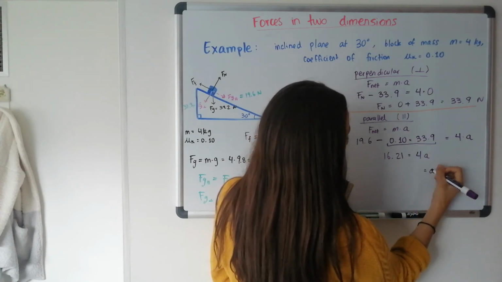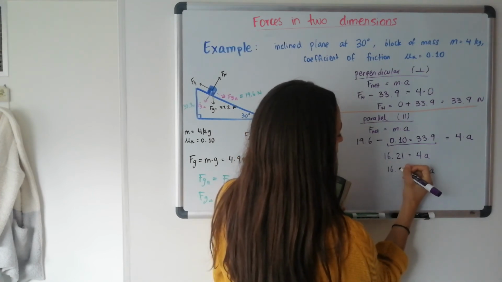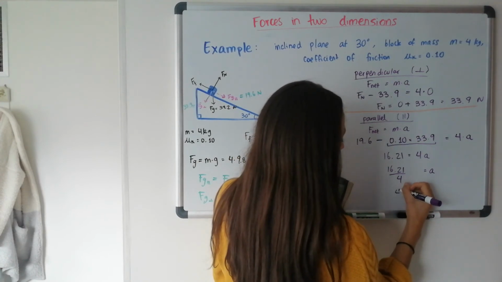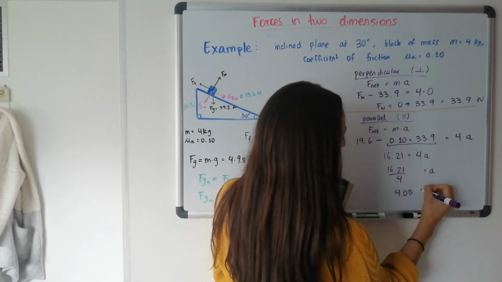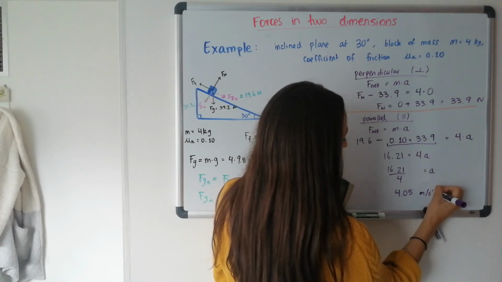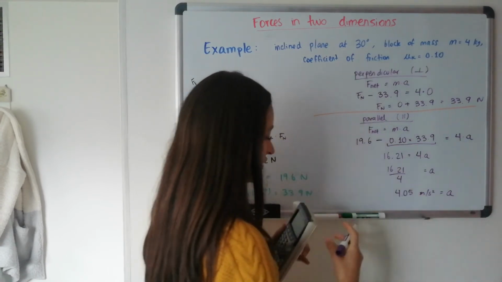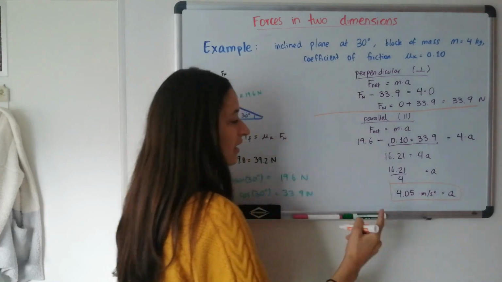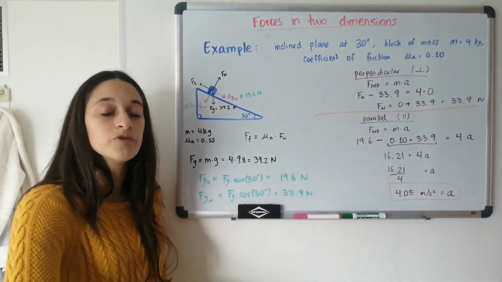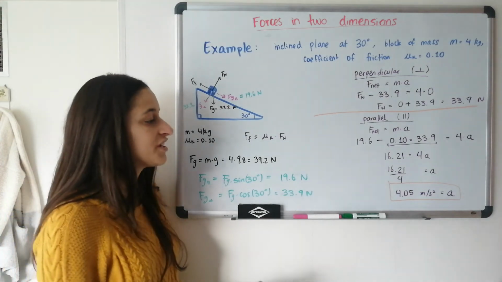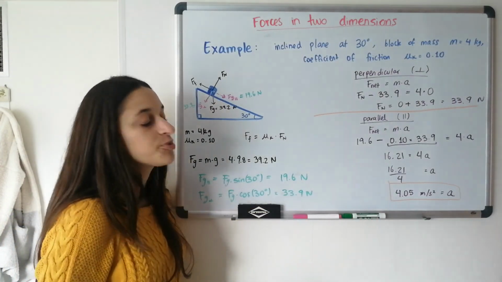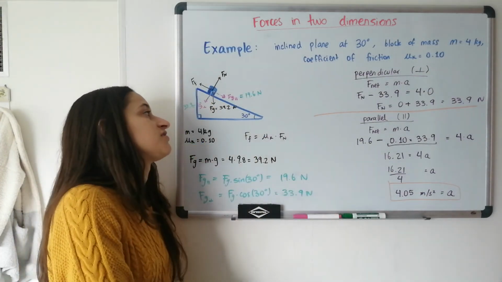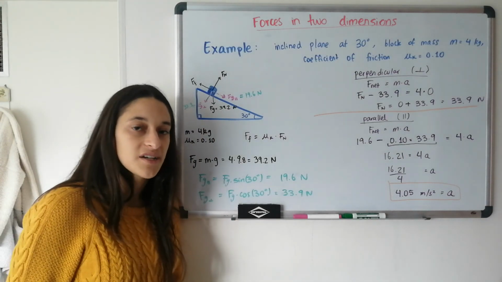And again, to solve for A, we pass the 4 to divide on the other side. So we get A equals 16.21 over 4, which is going to give us 4.05 meters per second squared. And that's it. That's our result. And it says that the block will actually move. Friction force is not big enough to stop it from moving, and it will start accelerating at 4.05 meters per second squared down the ramp because we got a positive answer. So that's the acceleration of the block down the incline.